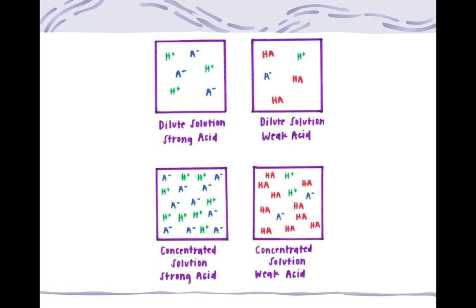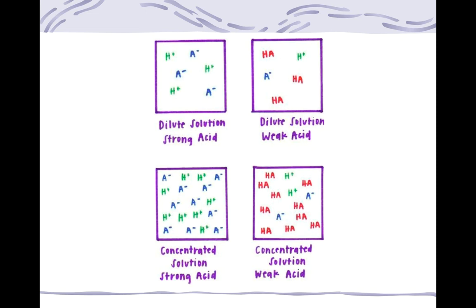That's shown in these diagrams. On the left, the strong acids. You see that the strong part is represented by all of the HAs, which are the acid molecules, having broken apart into H pluses and A minuses. But when it's dilute, there's not very many of them. And when it's concentrated, there's a whole bunch of them, but they're still all separated apart.